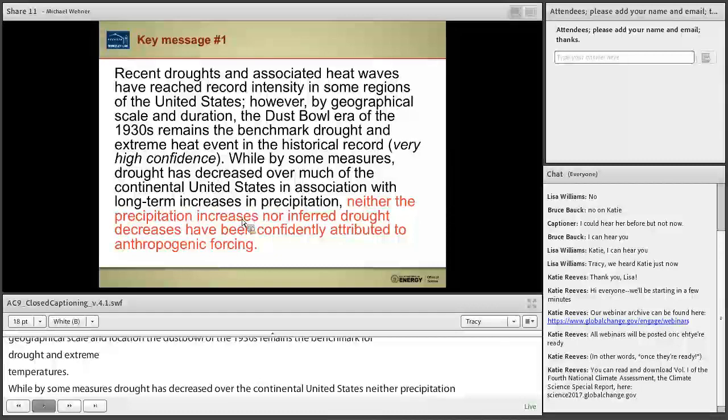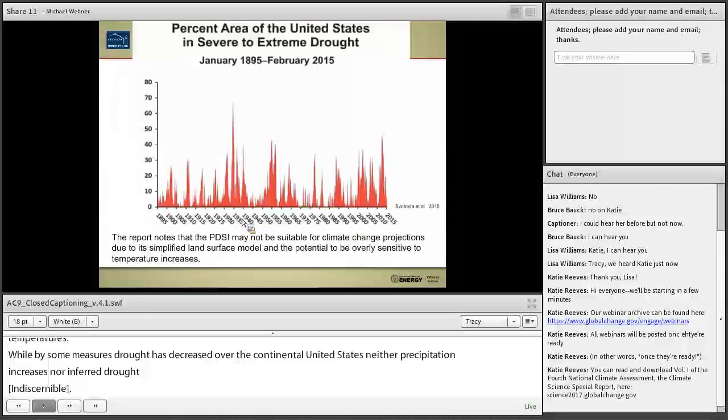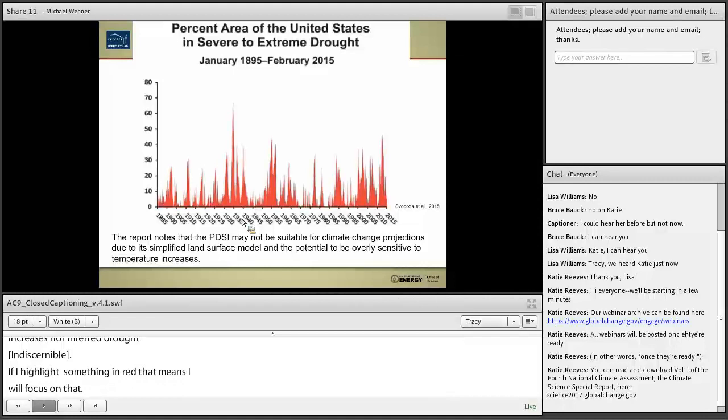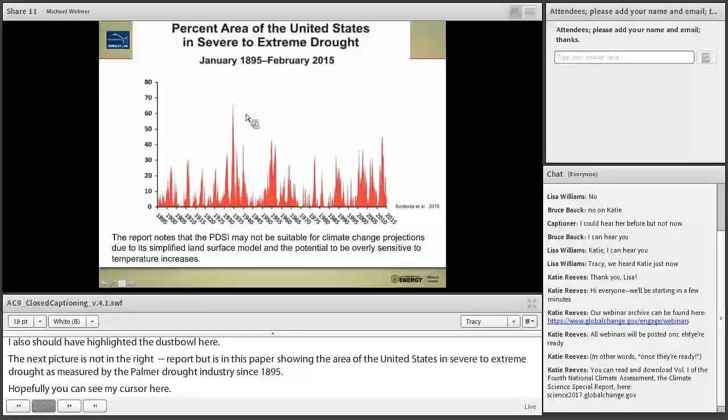I probably should have highlighted the Dust Bowl here, because the next picture is not in the report, but is in a paper by Svoboda, showing the area of the United States in severe to extreme drought, as measured by the Palmer Drought Severity Index, since 1895. And hopefully you can see my cursor here. This is the Dust Bowl of the 1930s, and an extraordinarily large fraction of the United States was in drought at that time. It was an unusual event from a meteorological point of view.